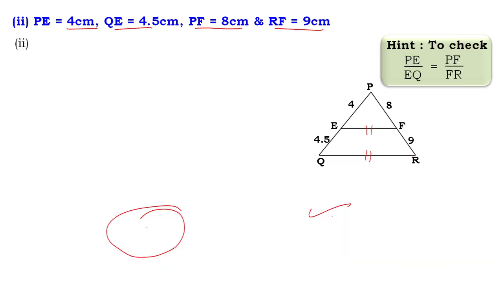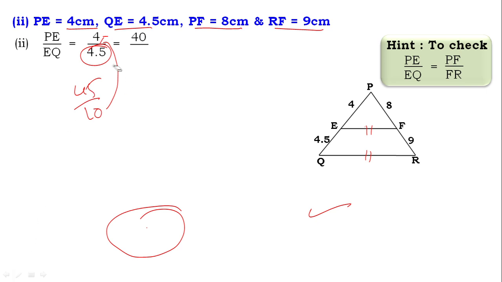To check, PE by EQ is nothing but 4 divided by 4.5. That is equal to 4 divided by 45 by 10. This 10 goes to the numerator. 4 into 10 is 40, divided by 45. 40 divided by 45. Is it right?